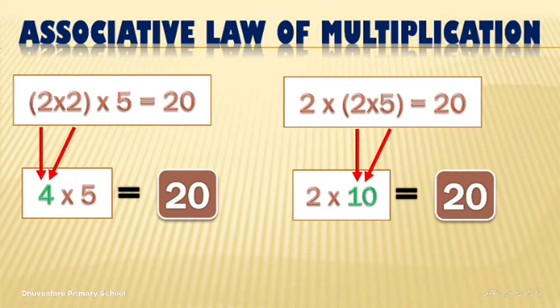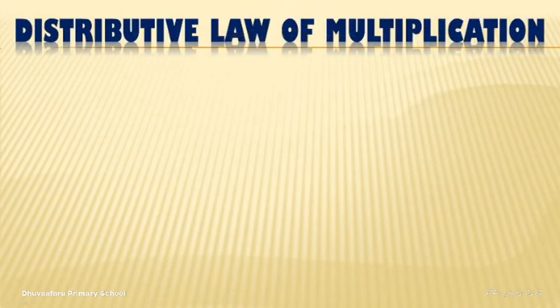And now I am going to introduce the distributive law of multiplication. The distributive law of multiplication helps us find a product that we don't know by breaking large factors into smaller factors. Here we have the problem 7 times 7. It is still multiplication, so I am going to use the distributive property to make this easier to solve.